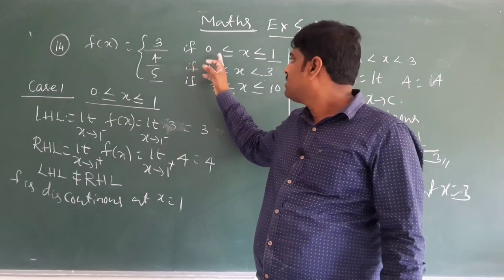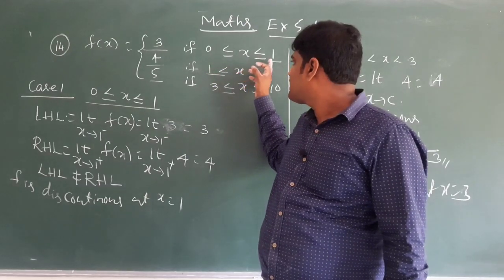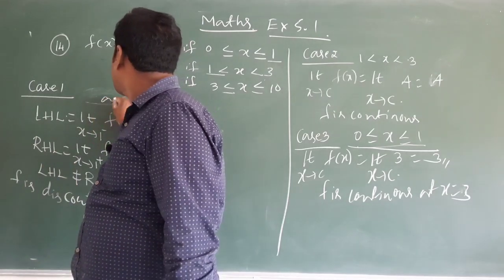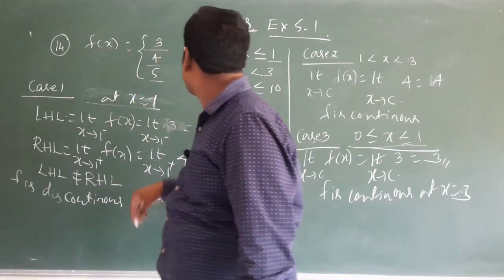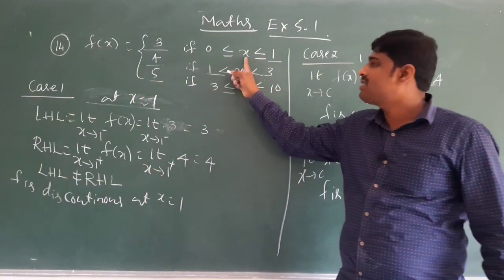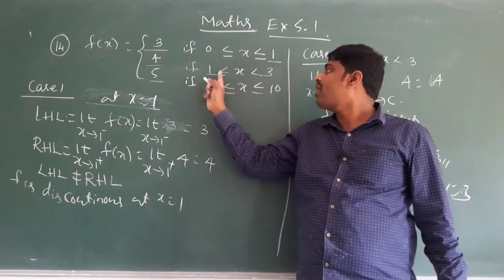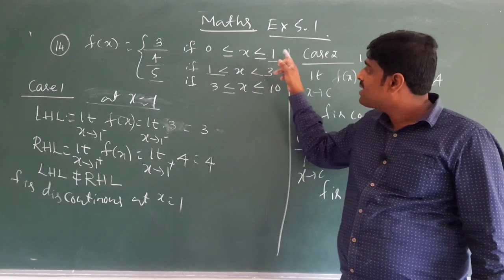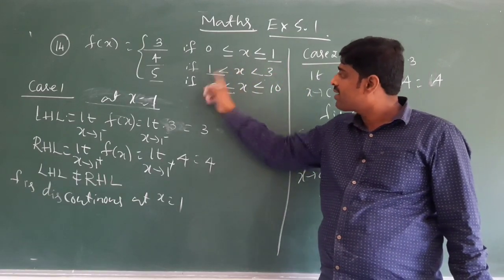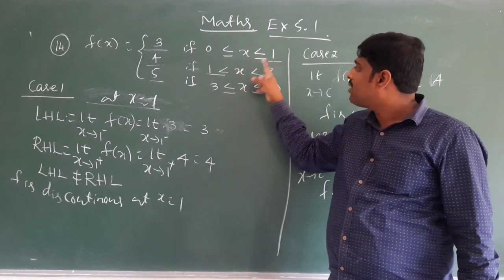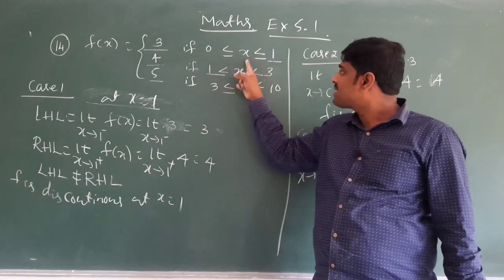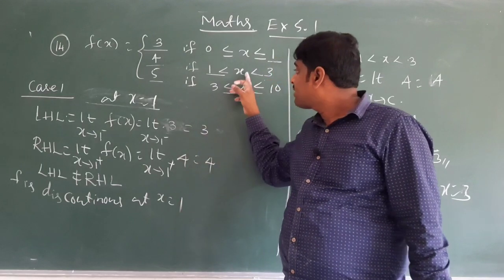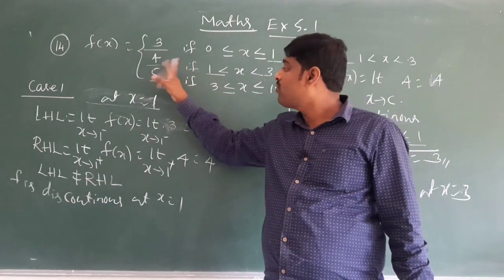Case number 1 is 0 less than or equal to x less than or equal to 1. That is it at x is equal to 1. For 1, LHL is 3. For 1, RHL is 4. This is less than 1, this is greater than 1. For x less than 1 the function is 3, and for x greater than 1 the function is 4.